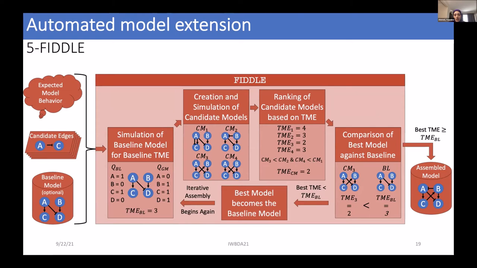the authors of Fiddle add new interactions to the baseline model and then compute this total model error for different candidate models based on the addition of different interactions, and then they rank the candidate models and see which model is better than the baseline model based on its total model error metric. This process is iterative until they find a model that improves the performance of the baseline model.